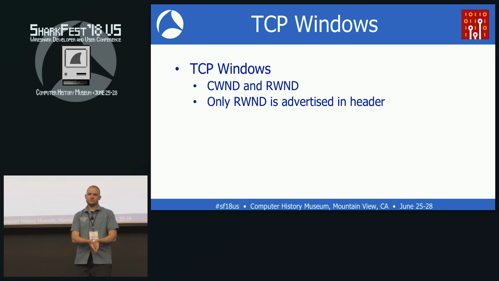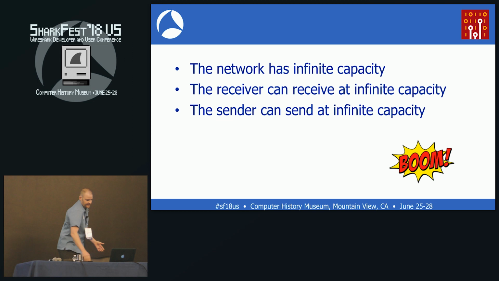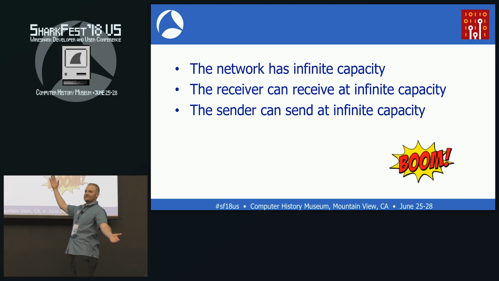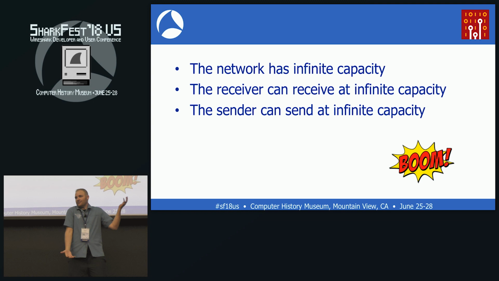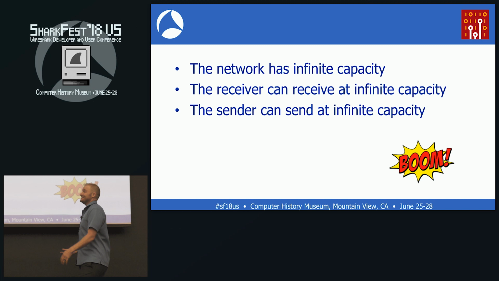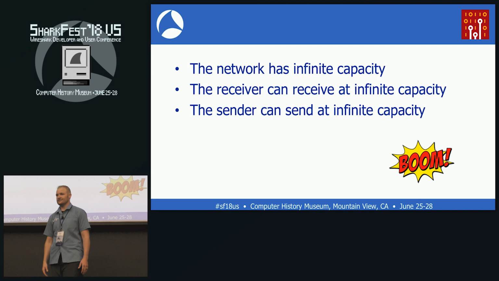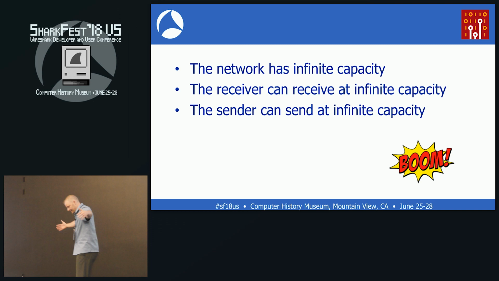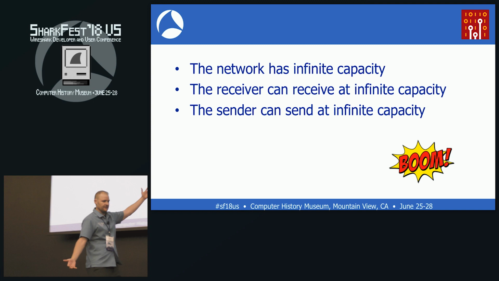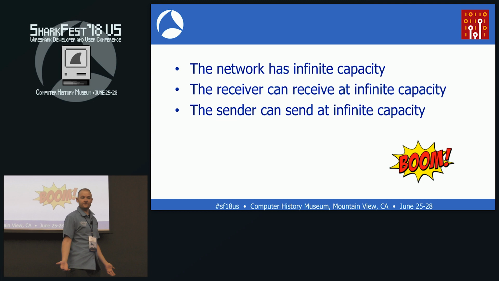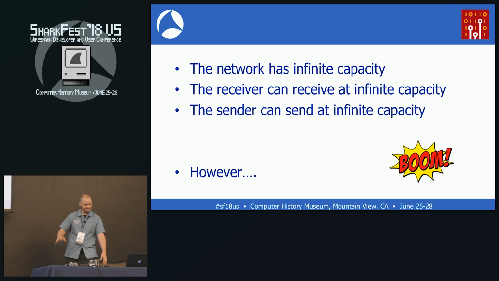Okay, now in a perfect world, the network has infinite capacity, right? The receiver can receive it in infinite capacity. We have this huge bucket that we'll never fill. The sender can send at infinite capacity. There's no limits. I've got a bunch of water to send. Our bucket's so big, it's a swimming pool. The pipe to carry that is swimming pool size, and it's going into a massive swimming pool. That's in a perfect world. The reality.